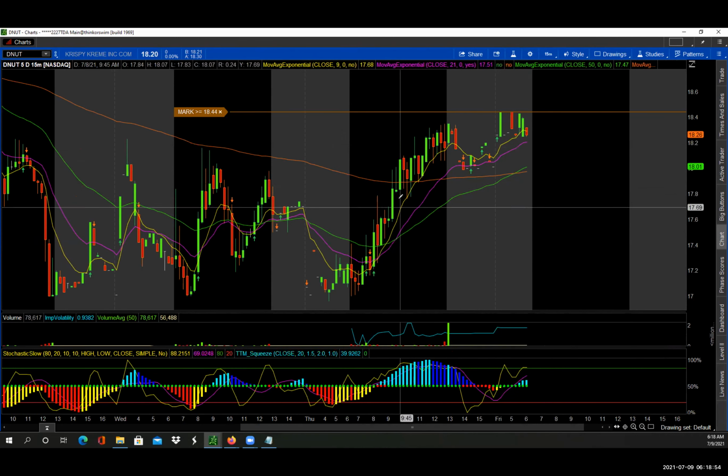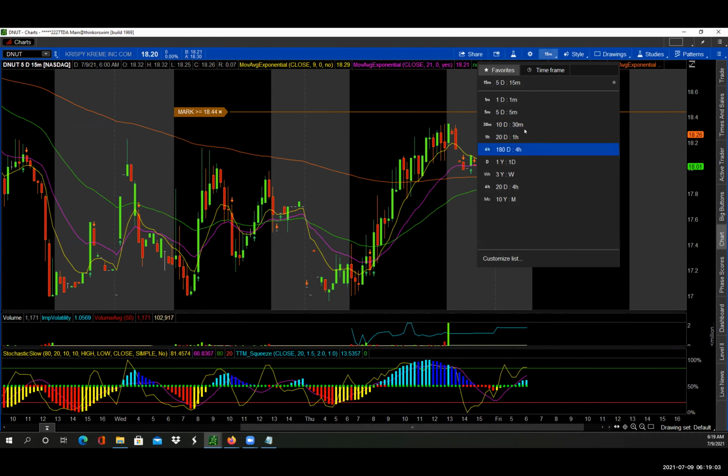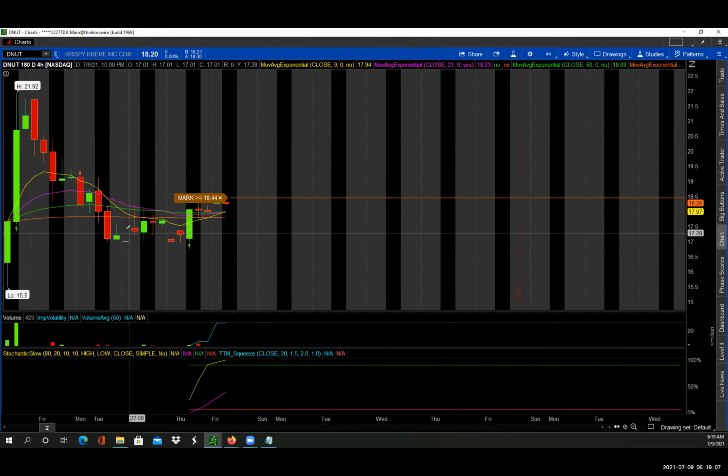Yeah, and look at all this choppiness. Look at all this choppiness. So something to keep on your watch list. Once the momentum dies down a little bit, we can definitely catch a good trade here. Okay, anyone else? Any other tickers? No? Okay.